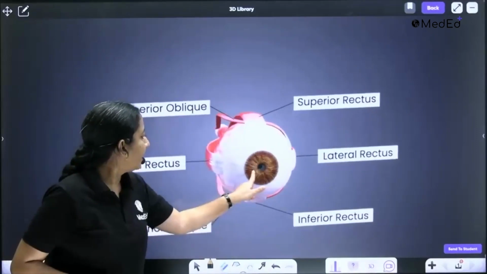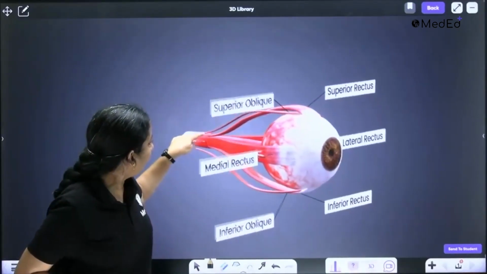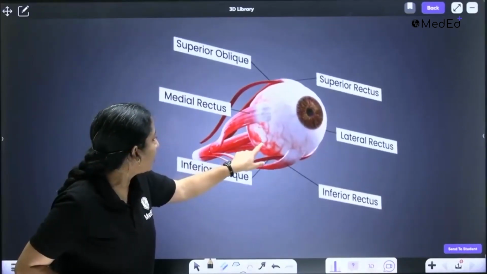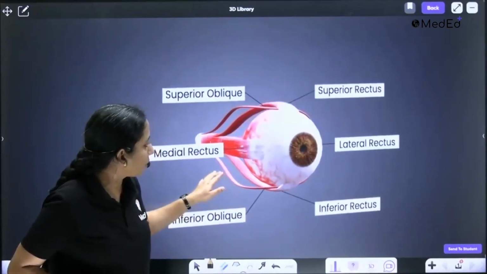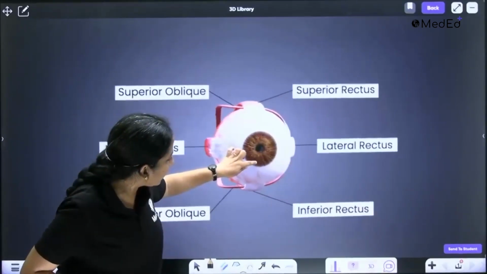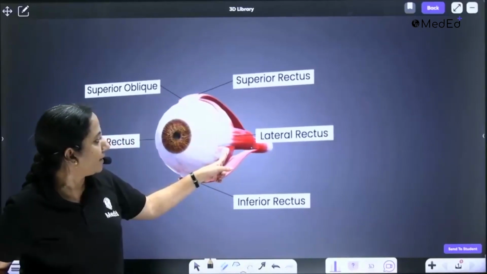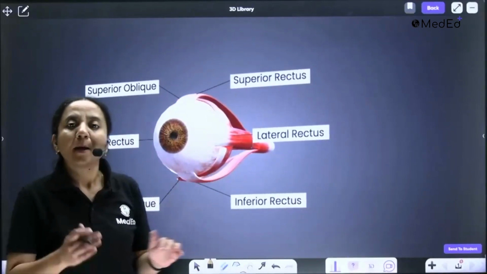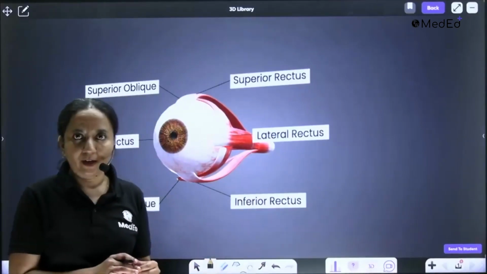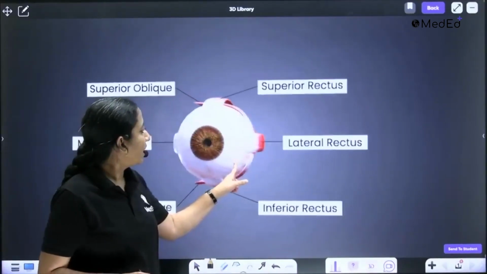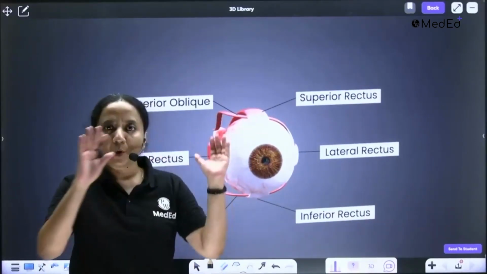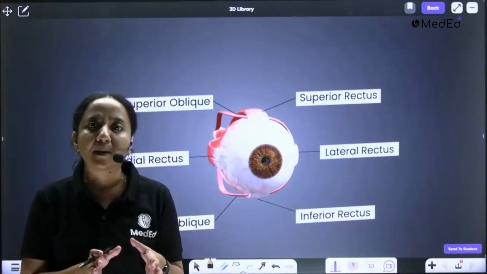Now if you look at the inferior oblique, it is originating from the floor of the orbit. It is not originating from the apex of the orbit. It arises from the floor of the orbit. Then again, see, it passes beneath the eyeball, and see where is it getting inserted. It is getting inserted below the lateral rectus, that is in the inferolateral quadrant. So this is the orientation of the 6 extraocular muscles. So this gives you an idea about how these muscles are placed.